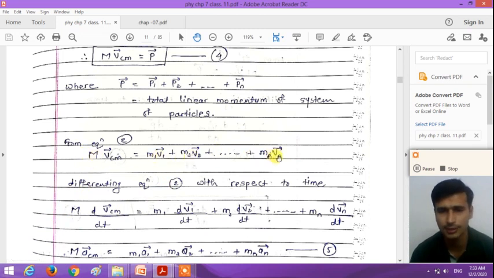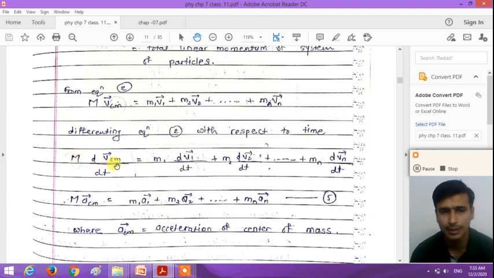So we take them outside the differentiation. Differentiating this equation with respect to time, we get m into dvcm by dt is equal to m1 dv1 by dt plus m2 dv2 by dt up to mn dvn by dt. Here dv by dt, that is the rate of change of velocity with respect to time, is equal to the acceleration. So instead of dvcm by dt, we take acm, where acm is the acceleration of the center of mass, is equal to m1 into a1 plus m2 into a2 up to mn into an, right?